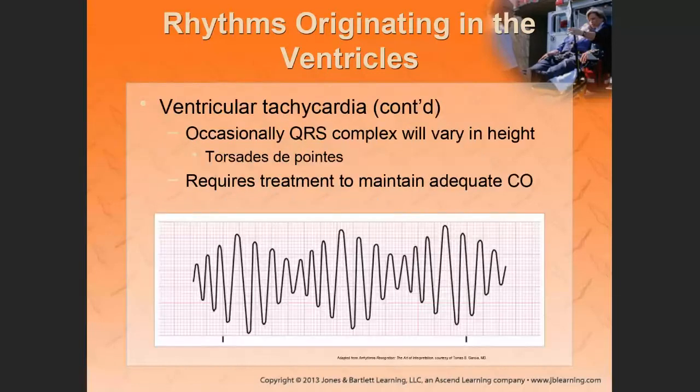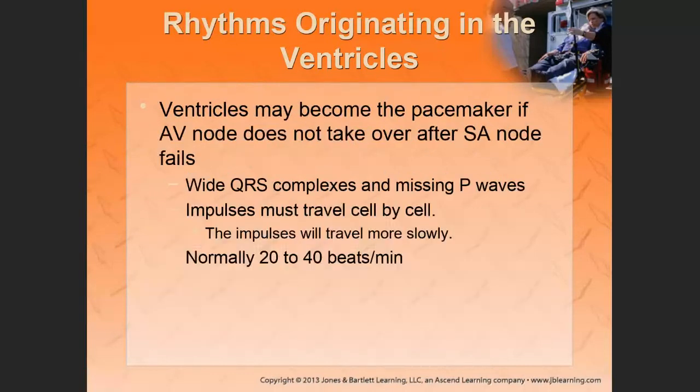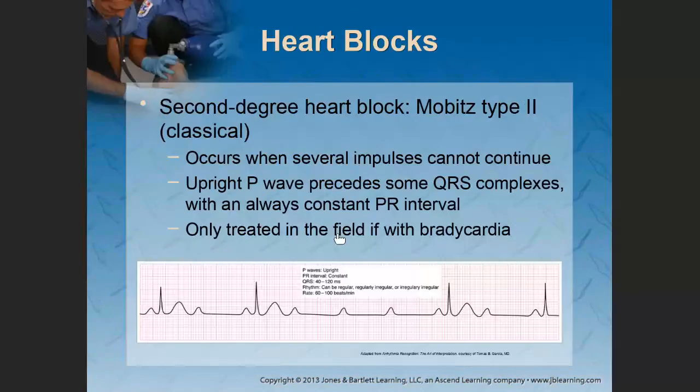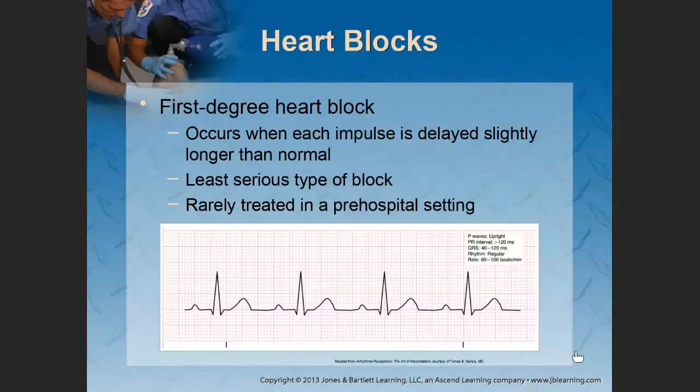Let me find a rhythm that looks normal. I want something that looks kind of normal. All right, so let me use the block. I'm going to use a rhythm that has a normal morphology. So you have your patient on your cardiac monitor and you see a rhythm change. So there is a rhythm change. First thing we need to do is what? If we see a rhythm change on the monitor, what's the first thing we need to do?